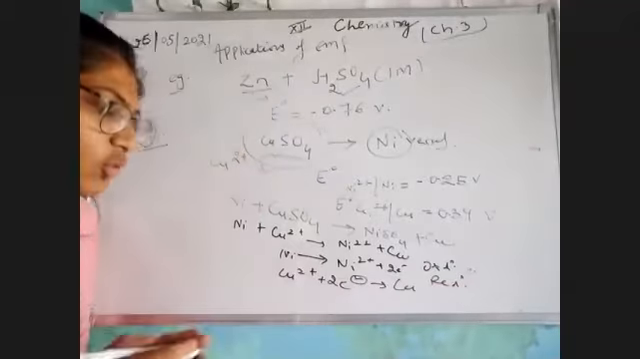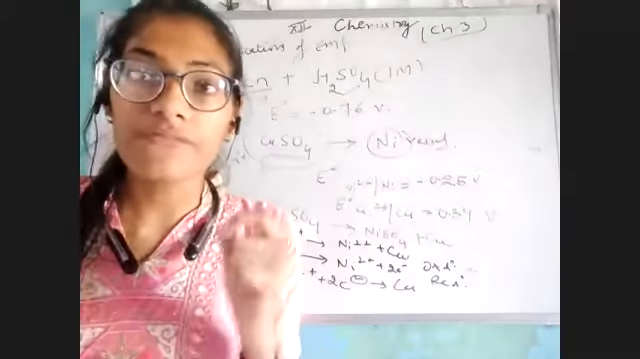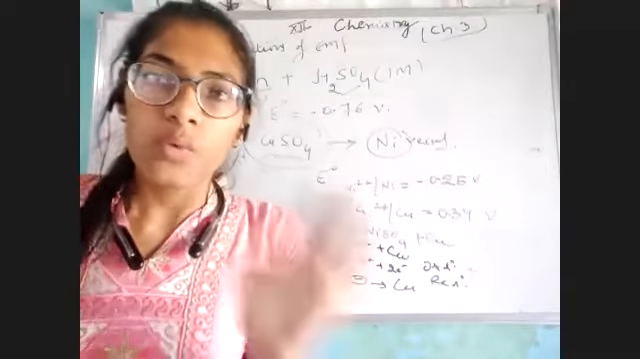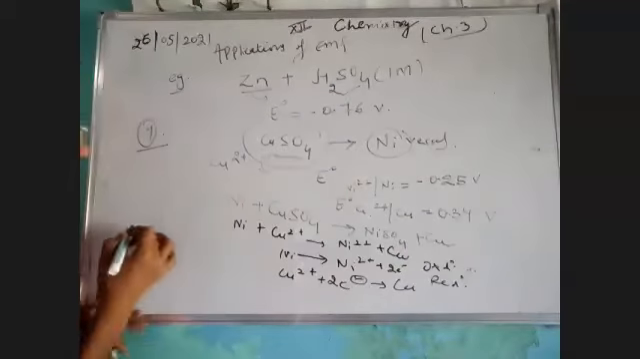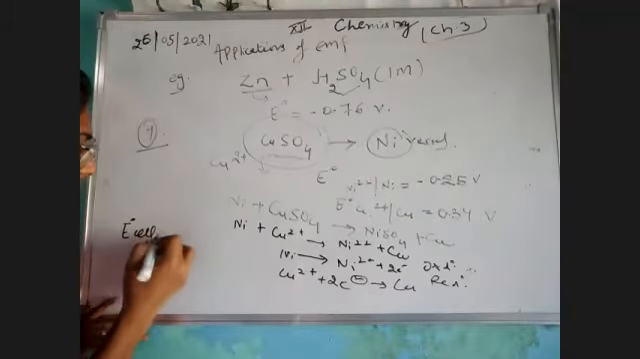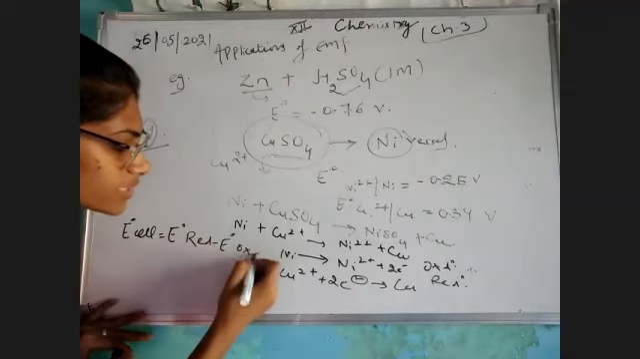Clear? So my first step has been cleared. Whenever we get an equation, our first task is to identify which is reduction and which is oxidation, because that is half of our answer. If we have done so much, we can easily calculate the E naught cell value, which equals E naught reduction minus E naught oxidation.